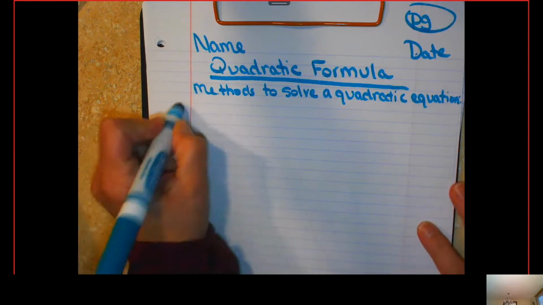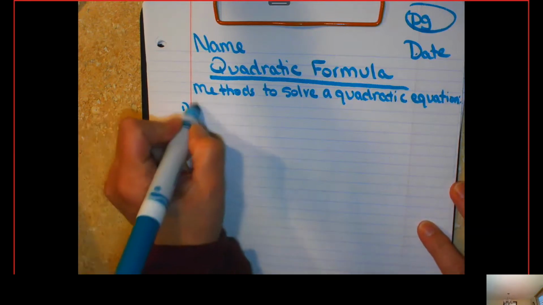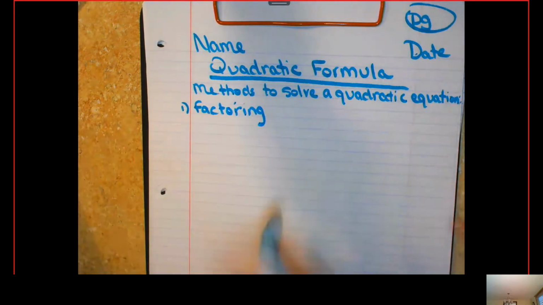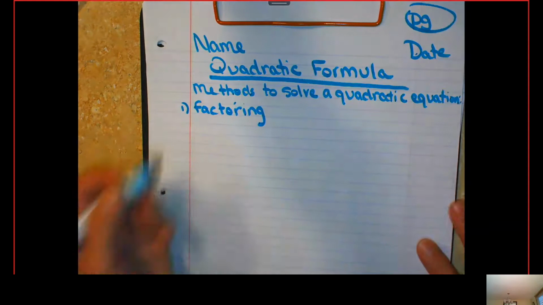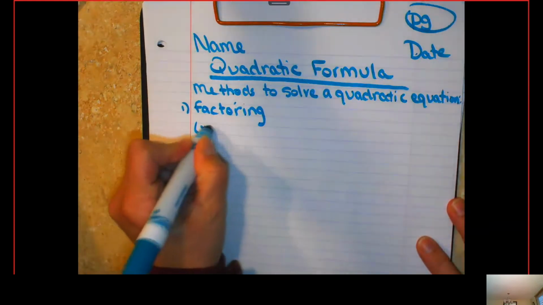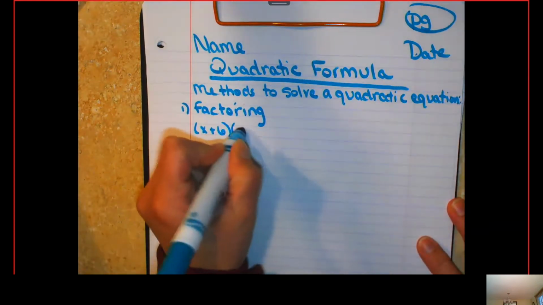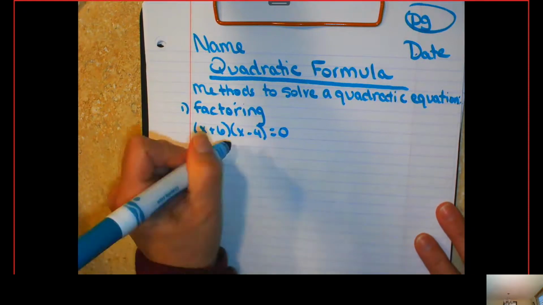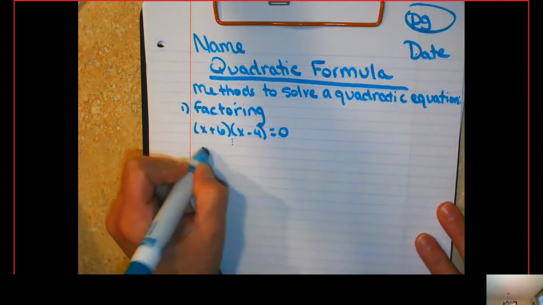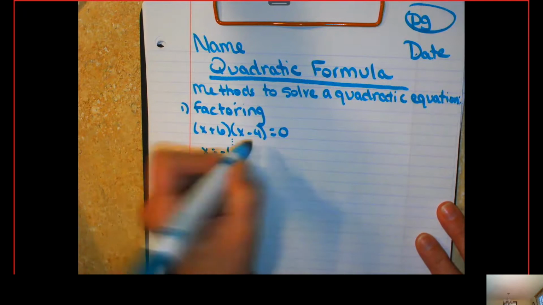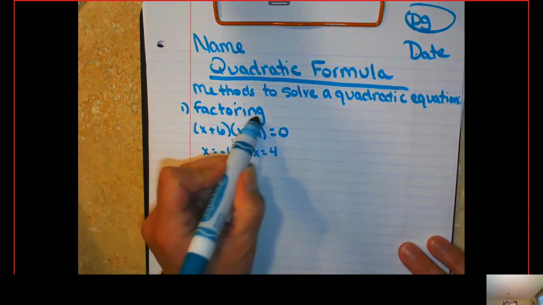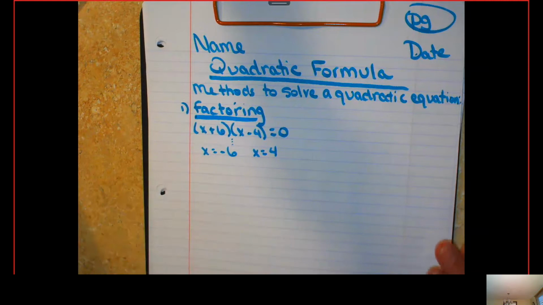So the first one that we learned was just by factoring. So that's if you have a nice, easy equation that you can factor. So example, if you want to put x plus 6 times x minus 4 equals 0. If we can get the equation to look like this, then our work would lead us to our answers of x equals -6 and x equals 4. Notice I'm skipping a lot of steps because I just want to get to the heart of what we're doing.